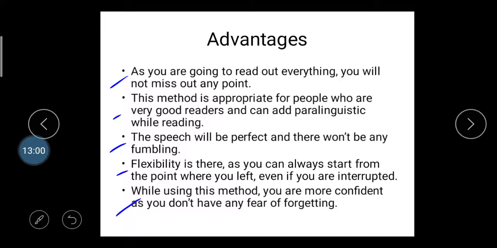Then while using this method you are more confident, and as you don't have any fear of forgetting because you have the script with you, you have no fear regarding forgetting the main point.